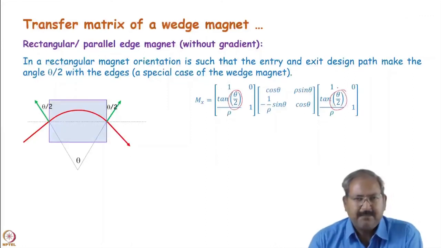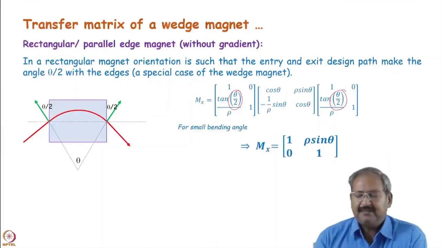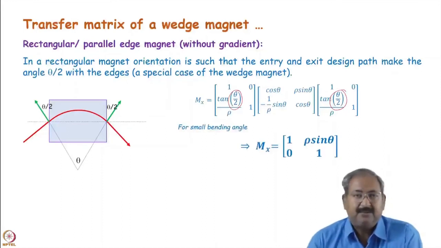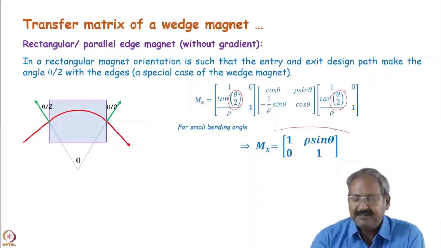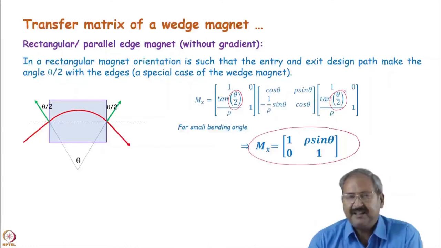This is a simple matrix multiplication. After multiplication, you will get a beautiful result that this magnet behaves in the horizontal plane just like a drift space. And the length of that drift space is rho sine theta, where theta is the bending angle and rho is the radius of curvature of the particle trajectory inside this magnet.